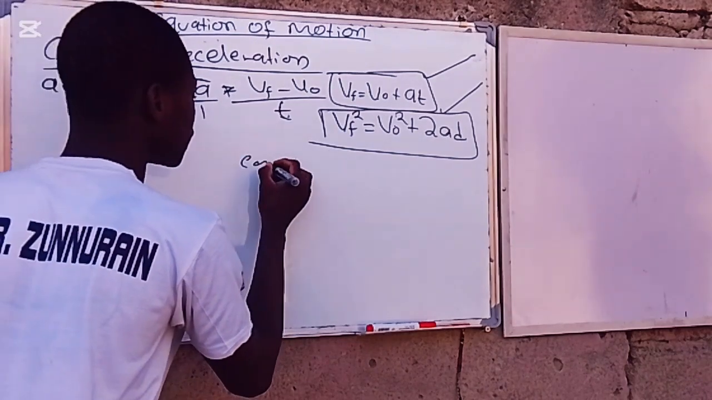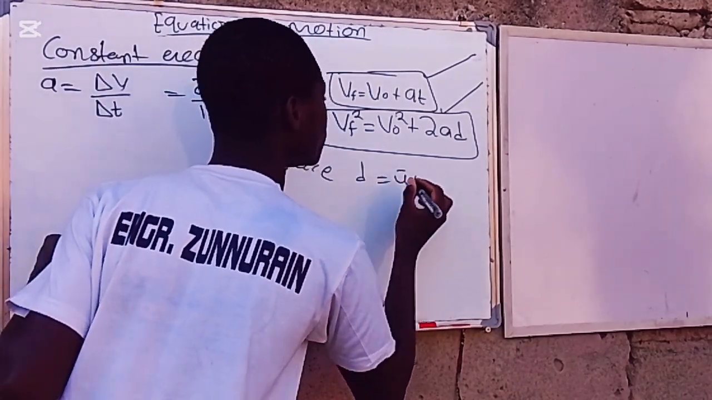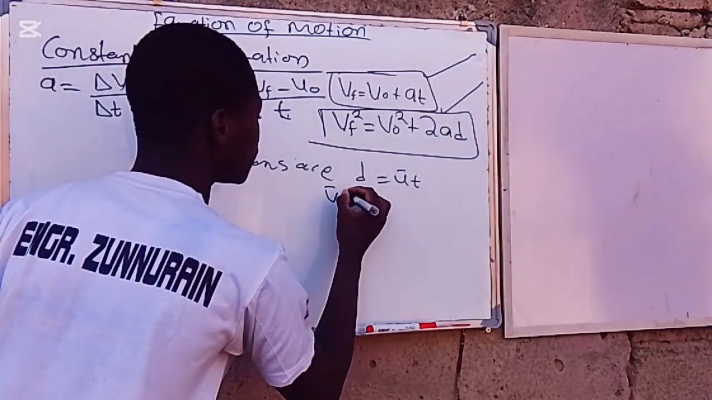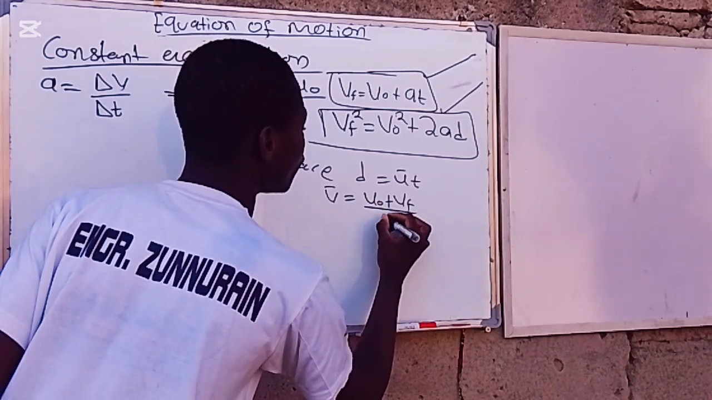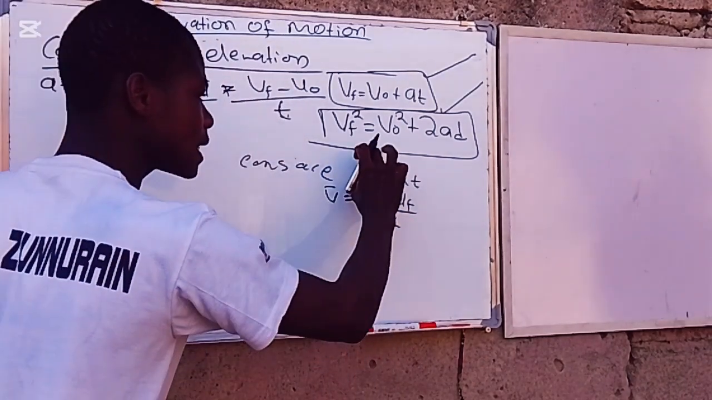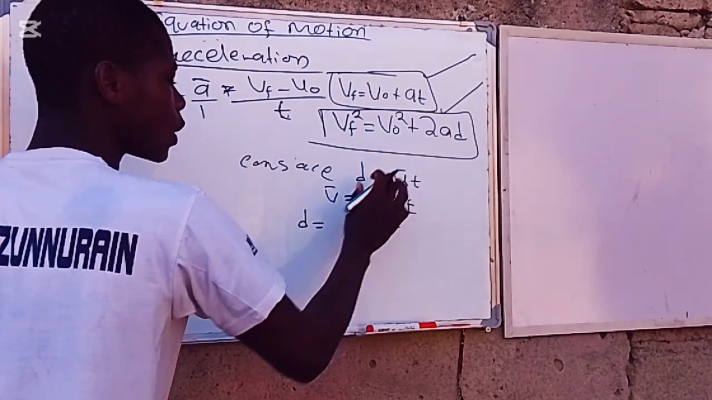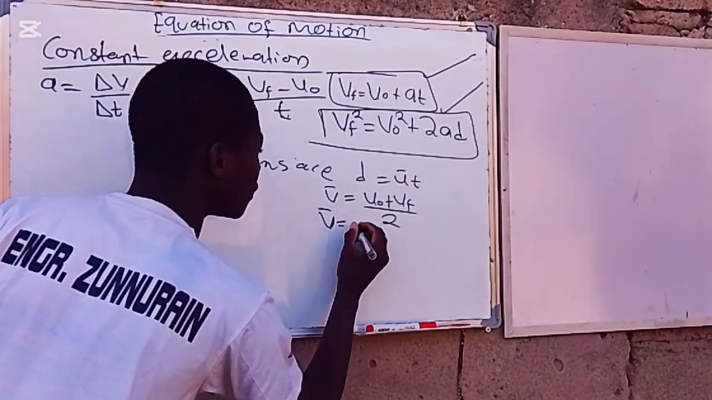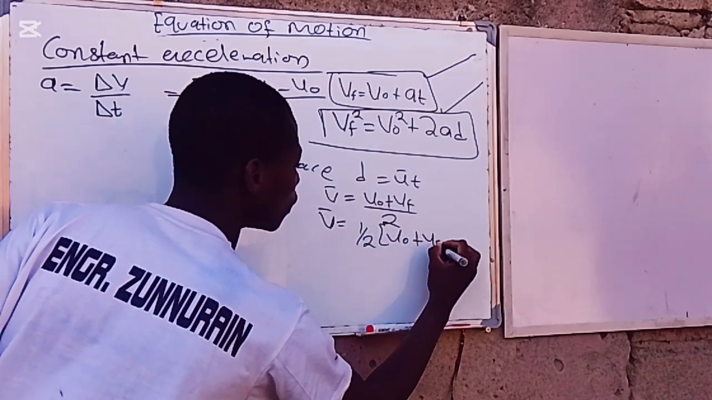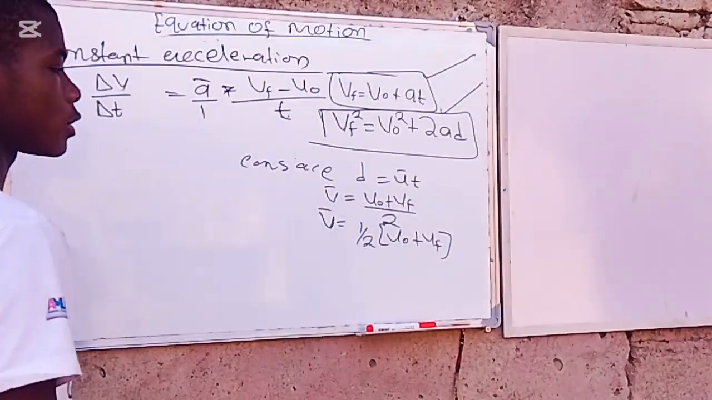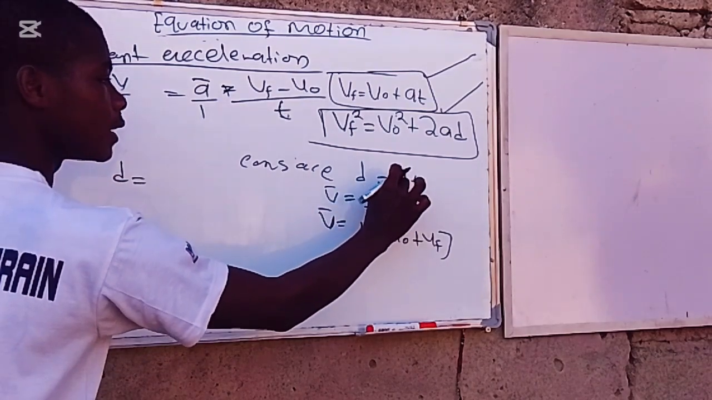And you have to take note that also the constant acceleration displacement is the same thing as d, which is equal to v t, the average velocity. And average velocity is the same thing as v naught plus v f divided by the value of 2. I can rewrite this average velocity as half multiplied by v naught plus this final velocity.